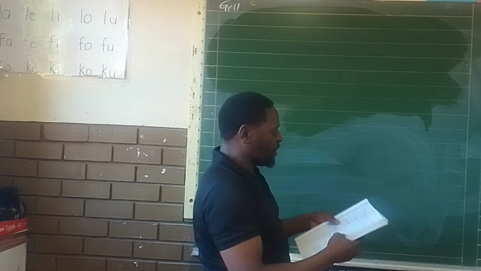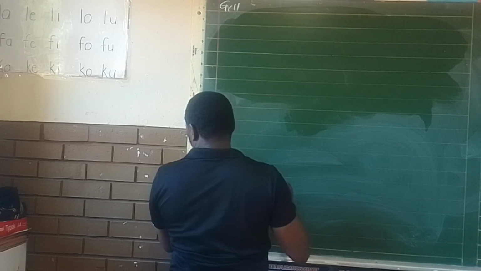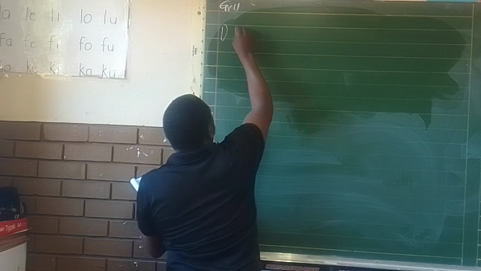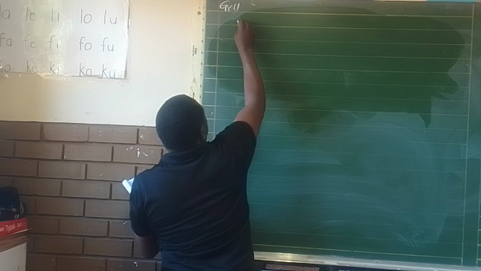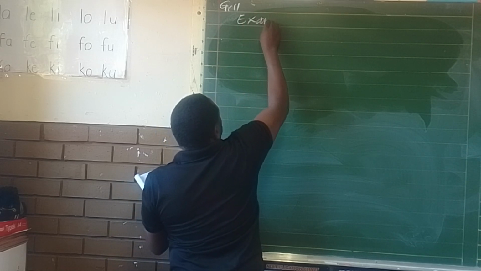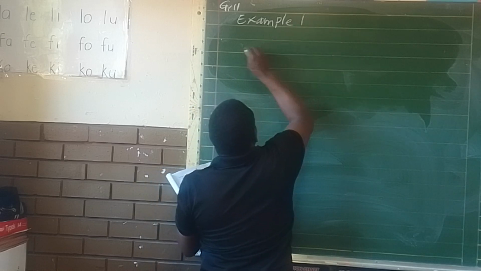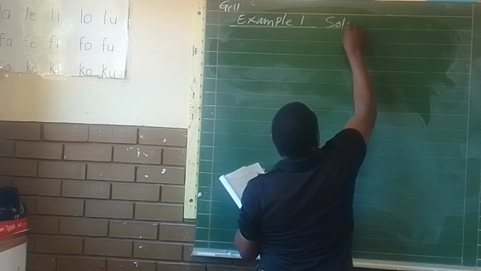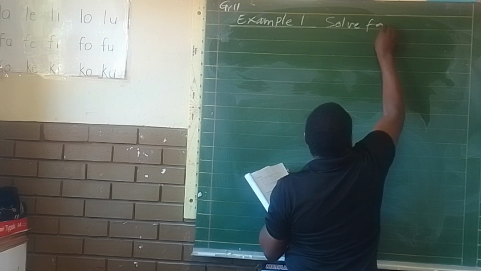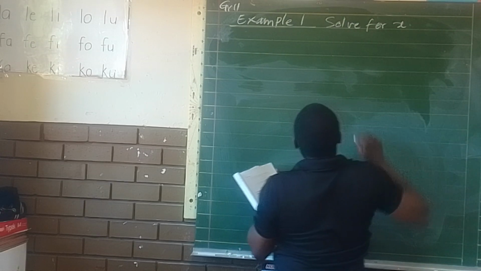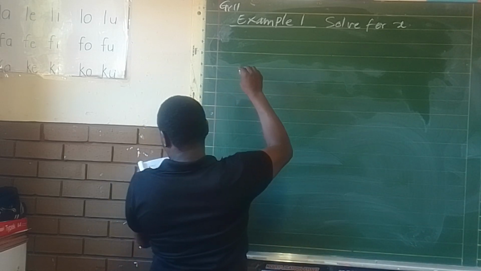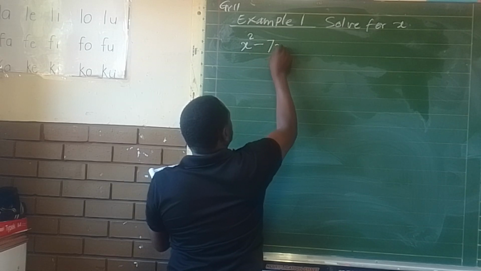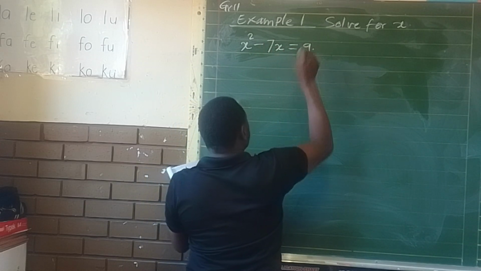Let's say you are given a problem like this. They say solve for x. Example 1. Solve for x. They give you something like x squared minus 7x is equal to 9.